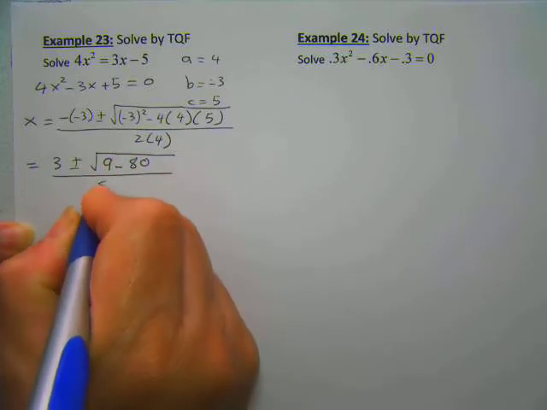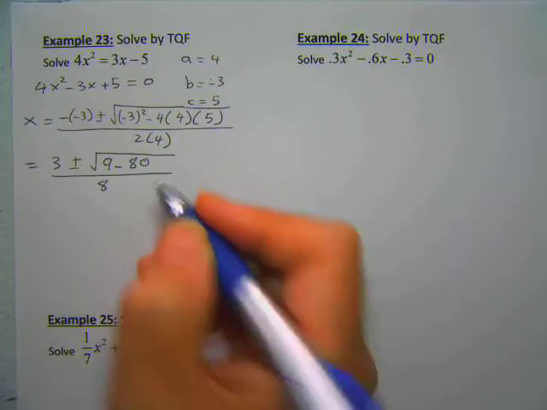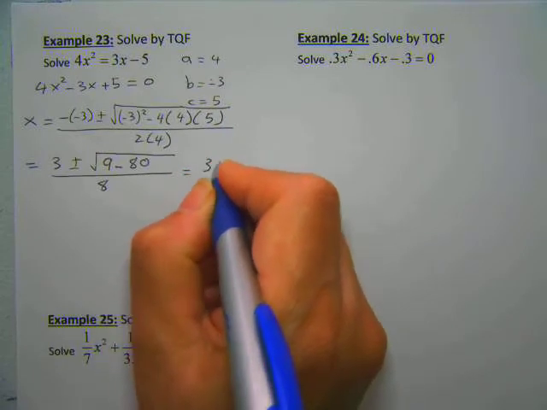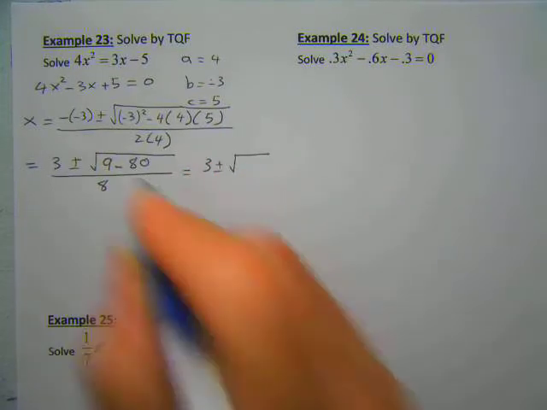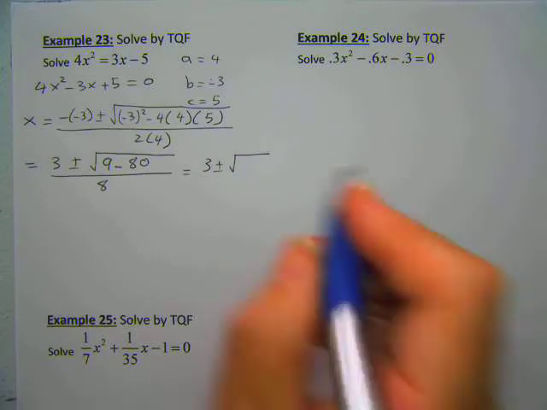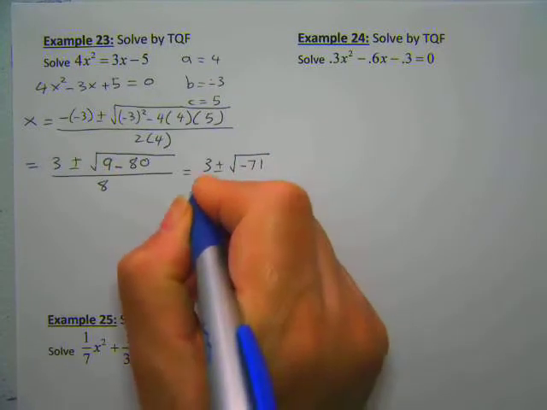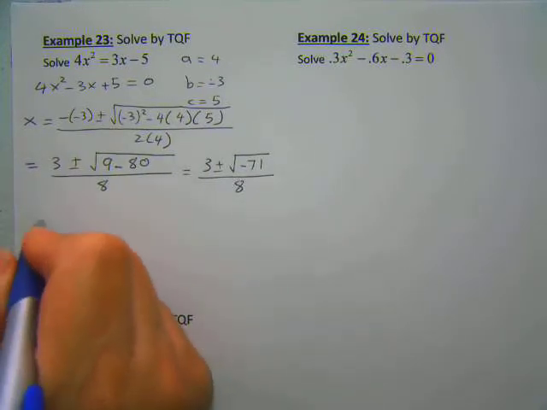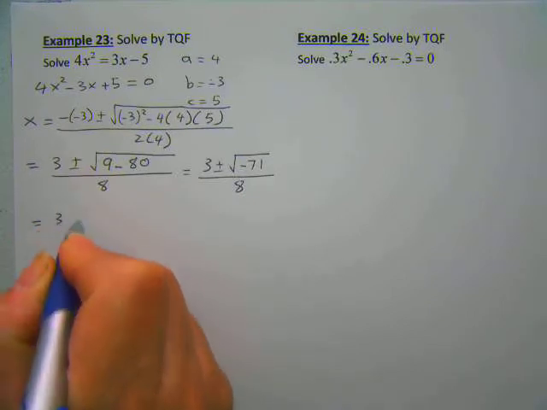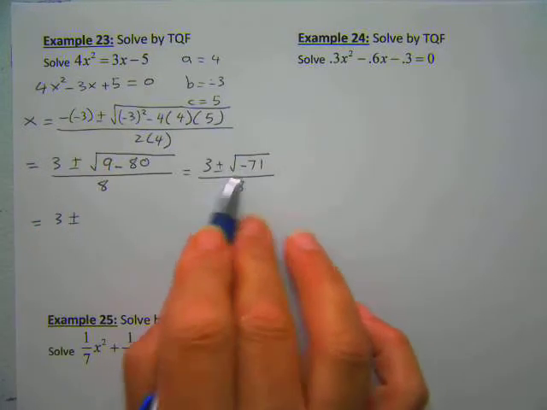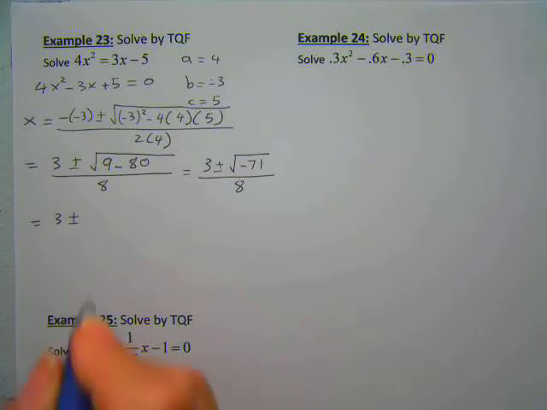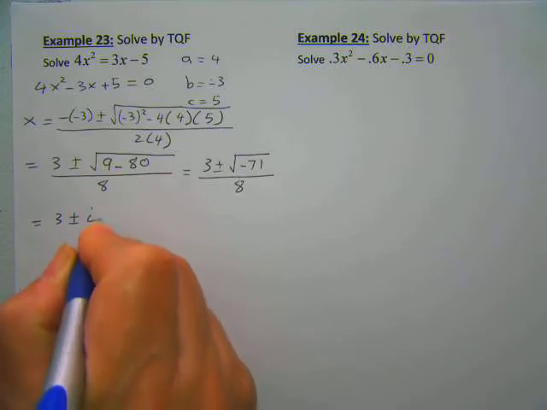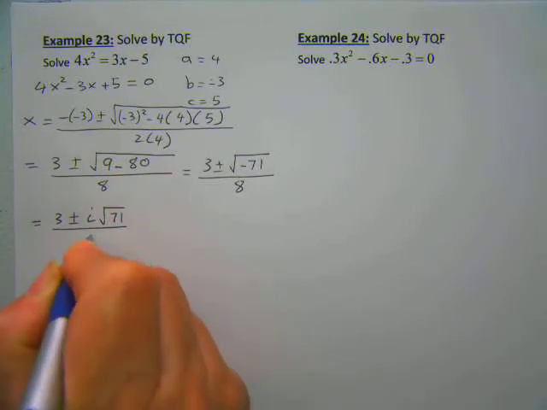Of course, you can use your calculator, all over 8. And this is equal to 3 plus or minus the square root of 9 minus 80, which is negative 71, over 8. Okay, there's something very important that we're going to learn from here. Now this is equal to 3 plus or minus the square root of a negative number, so this is i, and this is a prime. So what we have is i root 71 over 8.